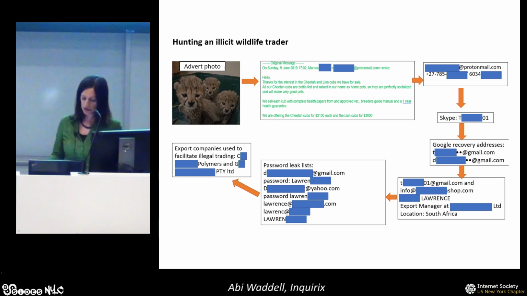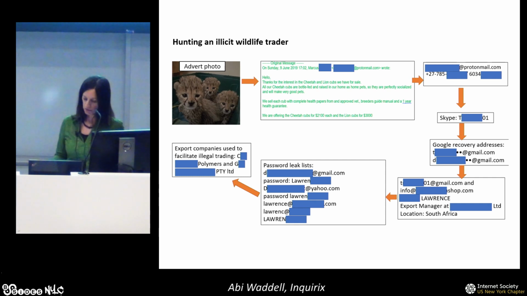Lastly, this involved searching for the identity of someone offering red list prohibited wildlife for sale, such as cheetah and lion cubs in various countries. The adverts contained a contact form, and after we made this initial contact, we engaged in some email dialogue, which got us an email address and a phone number.